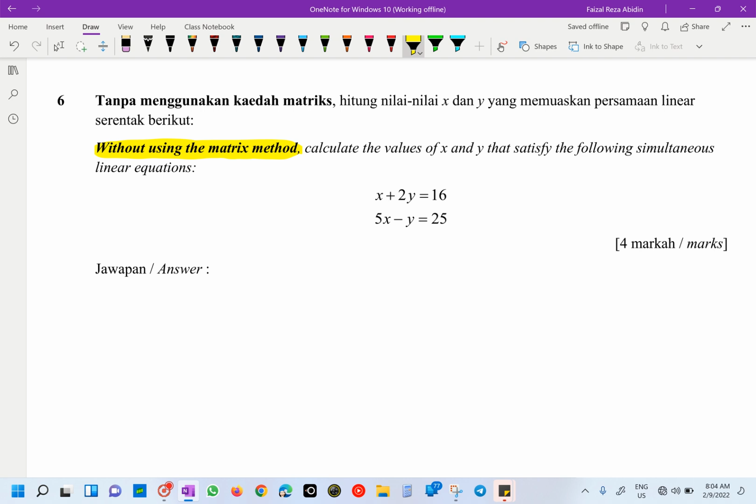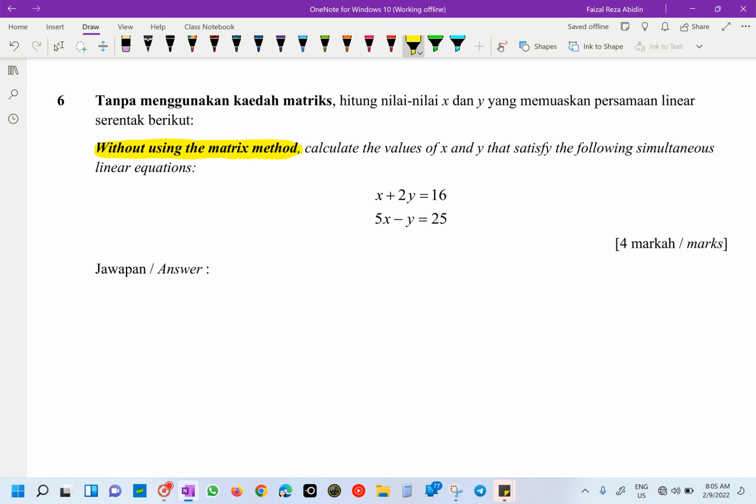Okay, kalau ada masa nanti saya tunjuk yang ni kalau guna graph method. You have to find your two straight lines, y equals mx plus c. The straight lines are going to intersect, and at the intercept you are going to have your x value and your y value. Cuba buat. Nanti ada masa kita buat. Tapi this one, kita nak kejar masa.